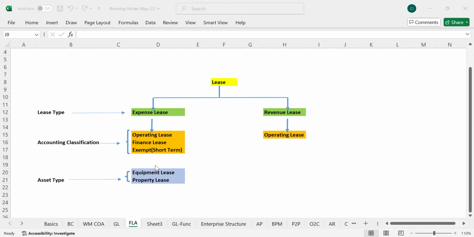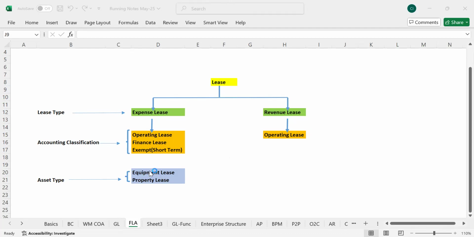And exempt lease. Exempt lease means short-term lease, that is typically less than a year. Here, we do not book on the balance sheet. So no accounting is done in the lease module. Everything is done inside the AP module. Okay, here the non-compliance expense account comes into the picture. So we call it non-compliance because it is not compliant with the ROU and the lease liability concepts of AS 842. And under revenue lease, we have only one type, that is operating lease.